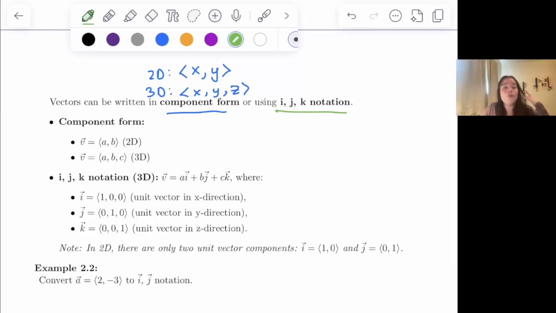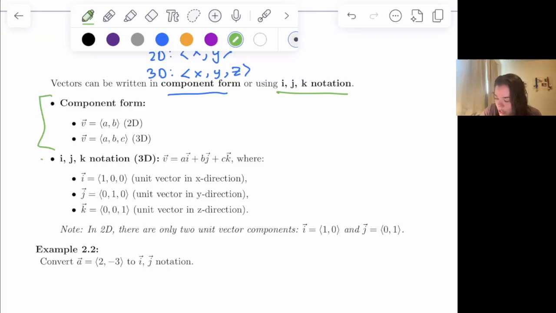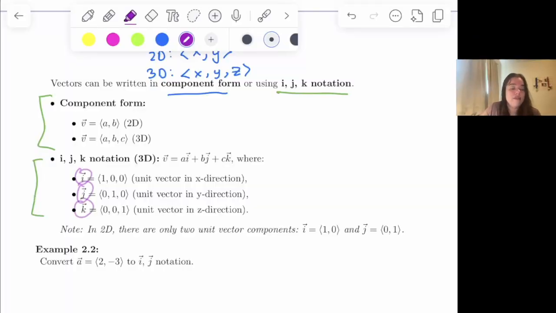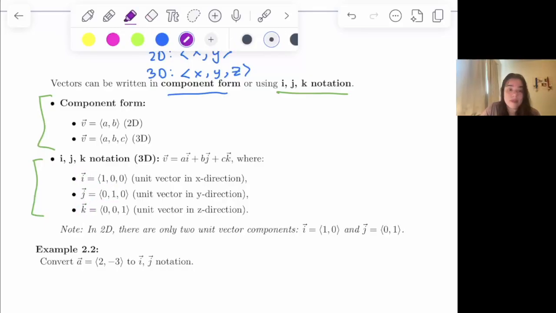Before we get into that, though, we need to learn what IJK notation is. So component form is outlined in the first box there. Hopefully that makes sense on the way we wrote it. Now, IJK notation involves these definitions of vector i, vector j, and vector k. Vector i, j, and k are specific vectors. And notice how they're defined. Their definition is listed right there.